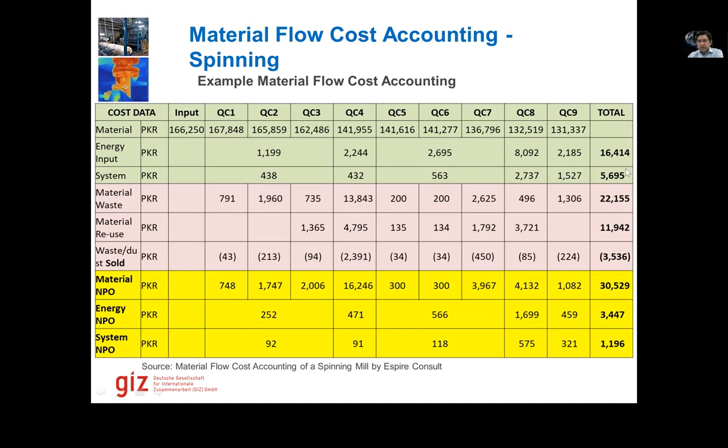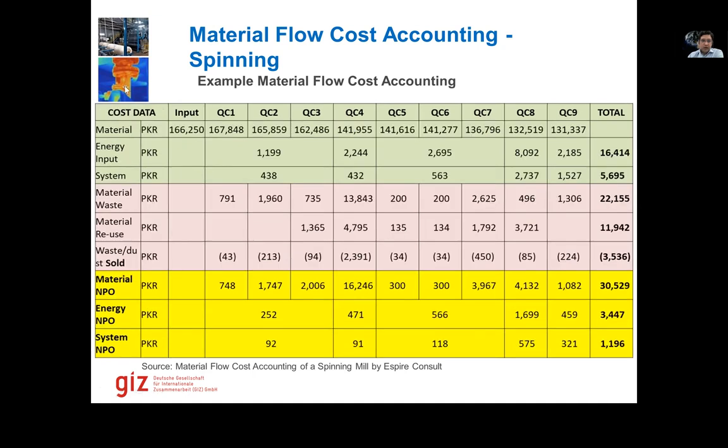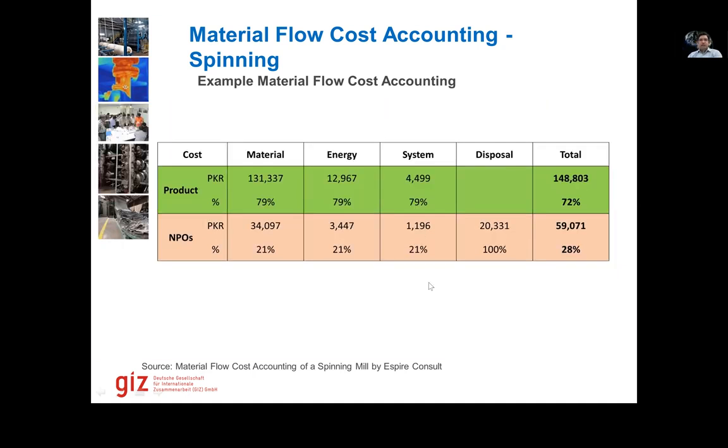Here on the right-hand side, we can see the total values. So we have total inputs, and then we have total outputs and total NPOs put together in terms of cost. Earlier we had this in quantity data, and now we have this as cost data. And then we can create a summary, for example.